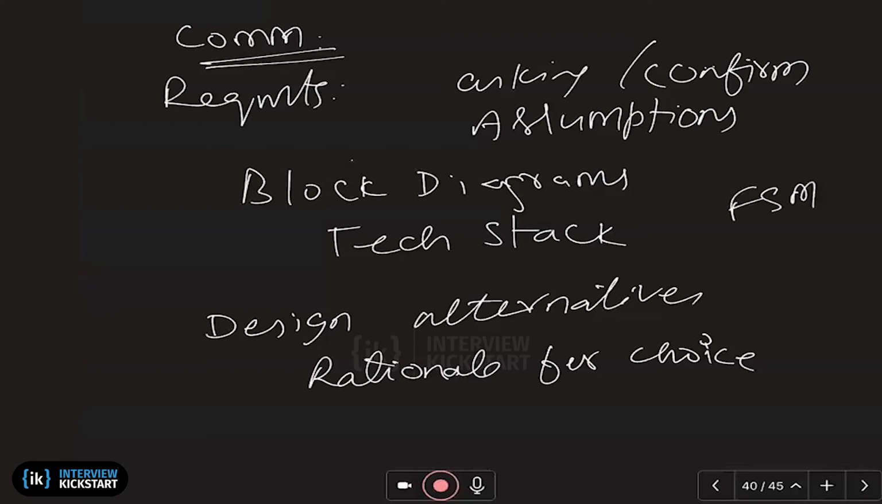Yeah, Bhushan, do you have any more comments to make on that? Okay, so. Hey Raghu, I have a question. Yeah.